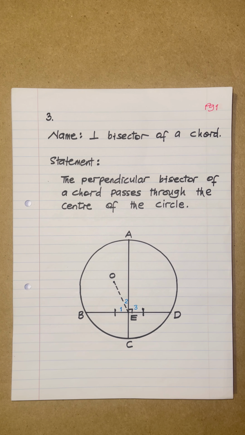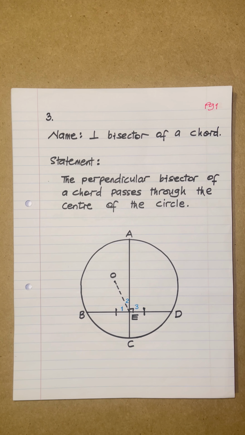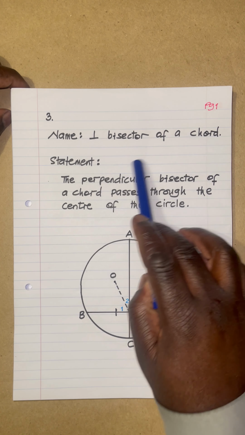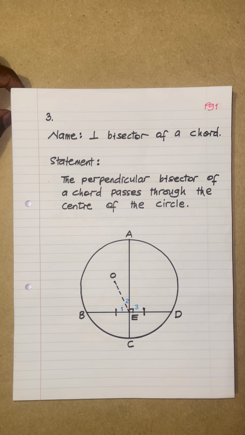So let's start. Theorem number 3 overall, but theorem number 1 in our lesson for today. The name is perpendicular bisector of a chord, and the statement is the perpendicular bisector of a chord passes through the center of the circle.